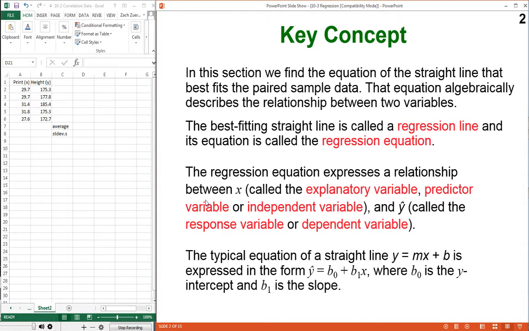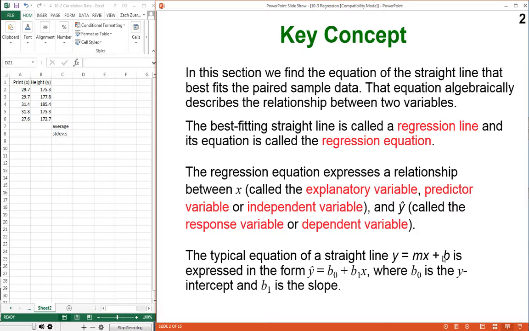We're going to find an equation of a straight line that best fits the paired sample data. This is going to be similar to the equation of a straight line, y equals mx plus b. This best fitting straight line is called a regression line, and its equation is called the regression equation. It expresses a relationship between x, which is known as the independent variable, and y, which is the dependent variable.